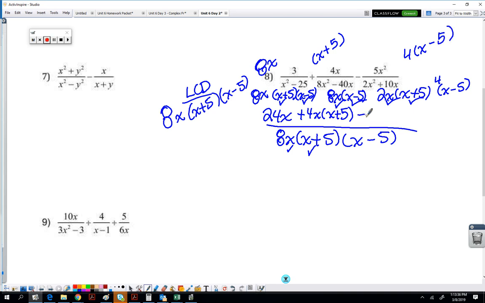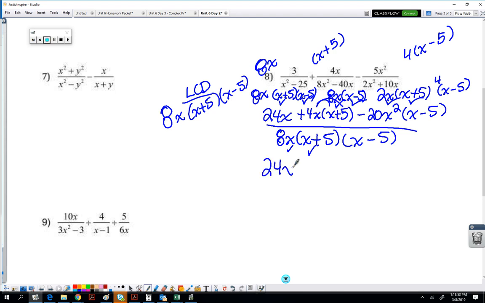So now what we're going to do is multiply the outsides together. 5 times 4 is 20. And I got x squared. And then I got x minus 5. So, yes, it's a lot, but you can do it. Now, all you got to do now is distribute and then combine like terms.